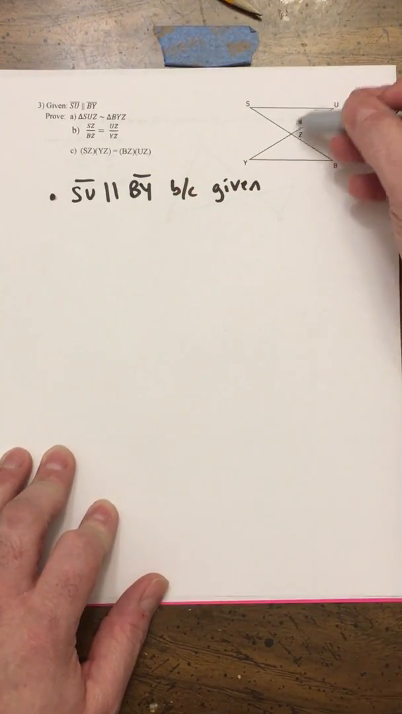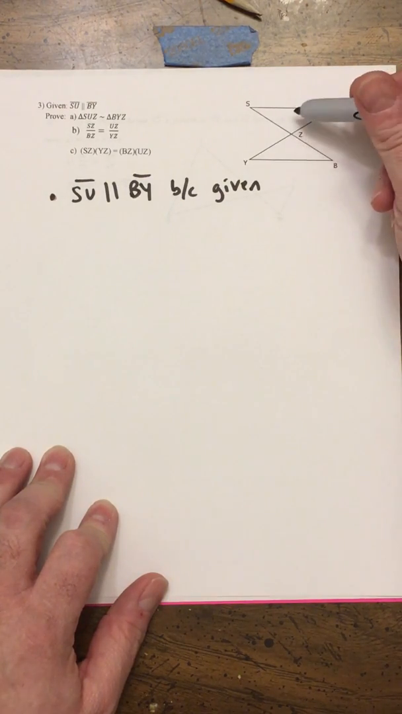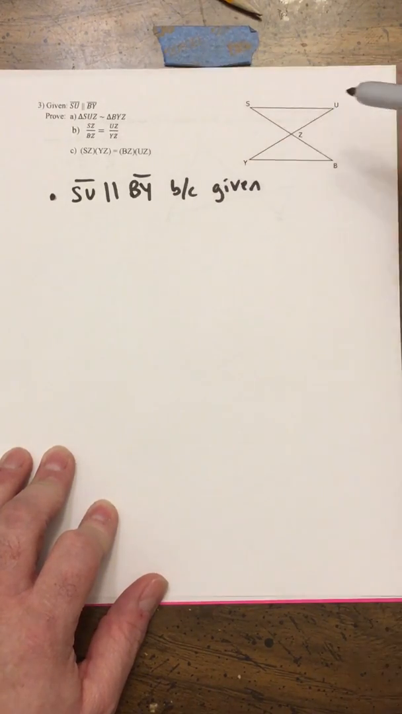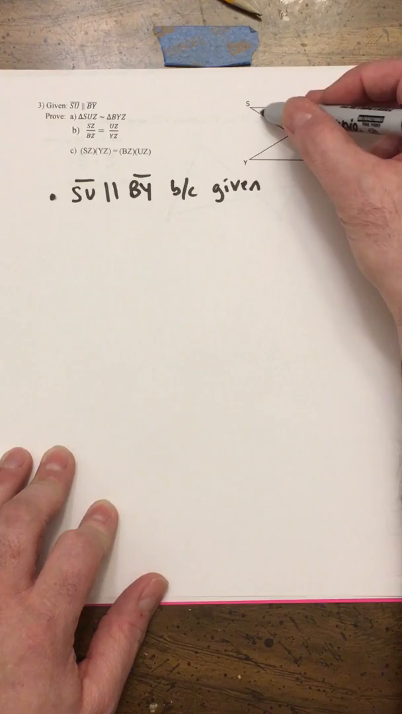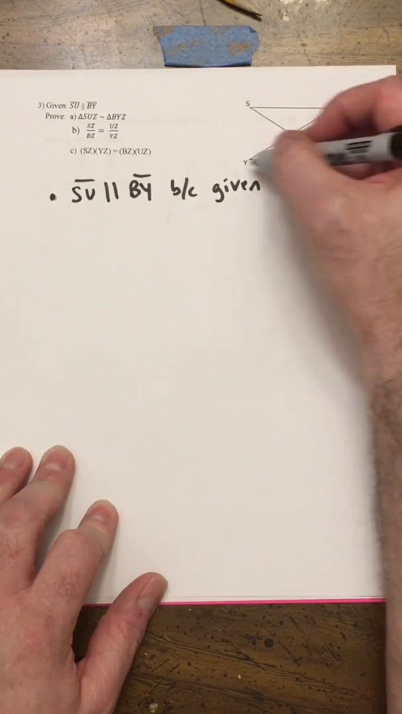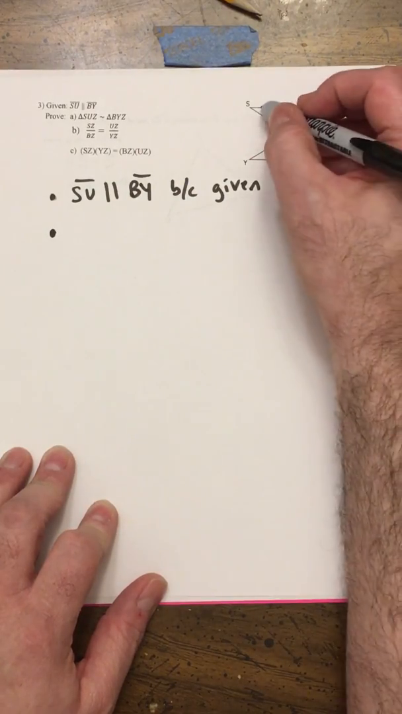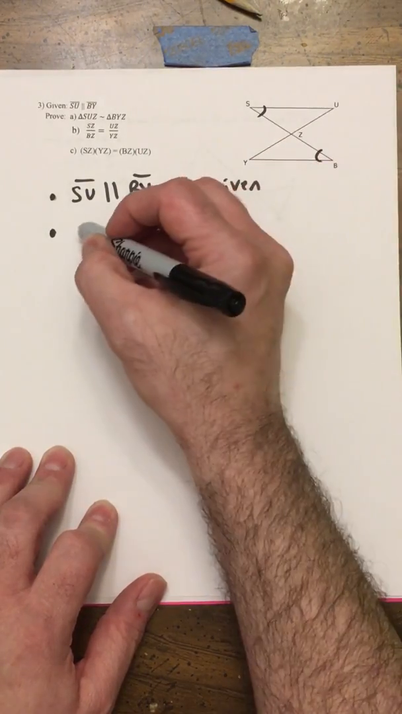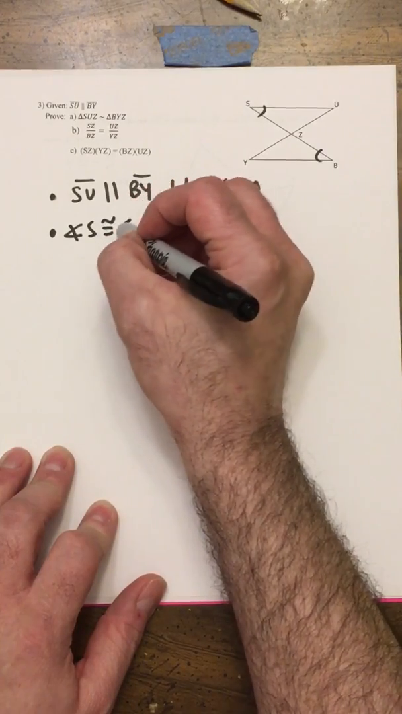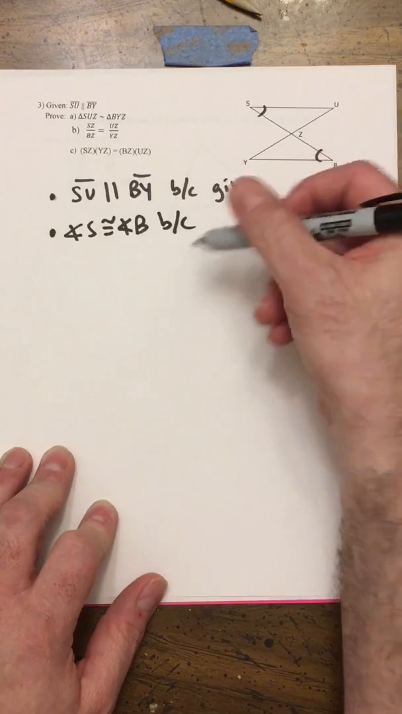Remember, we need to prove the triangles similar. In order to do that, we need to get two angles of one triangle congruent to two angles of the other triangle. We know the lines are parallel, so we could use this as a transversal. If these are the parallel lines, you see the Z there. So you should know that you could get, for example, angle S is congruent to angle B. You should know the reason. You should write it down now.